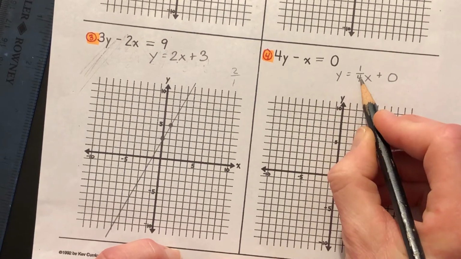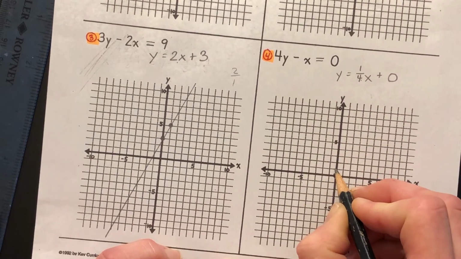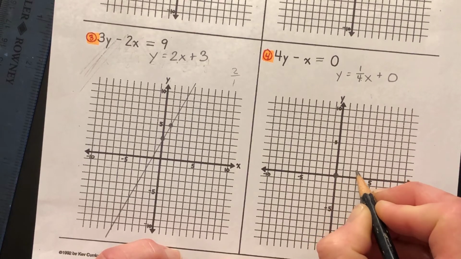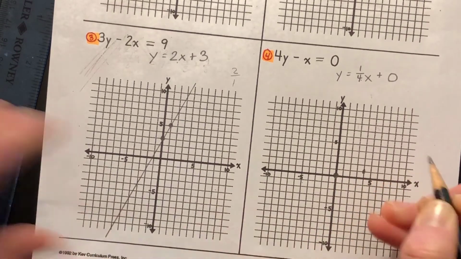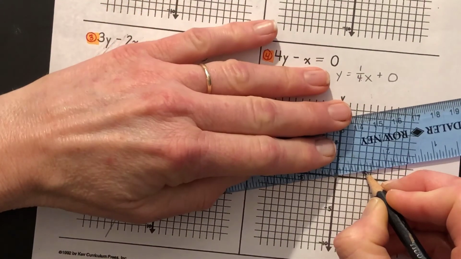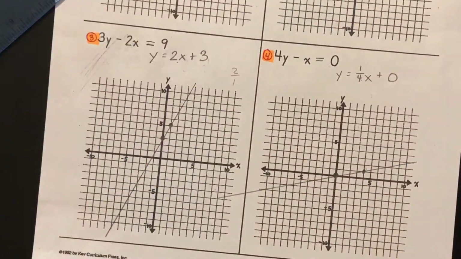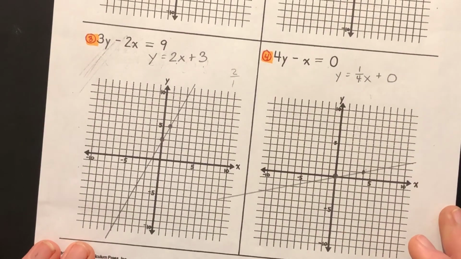The slope is 1/4. That means up 1 over 4. So I go up 1 and then to the right 4. 1, 2, 3, 4, right there. And that is your line for number 4.